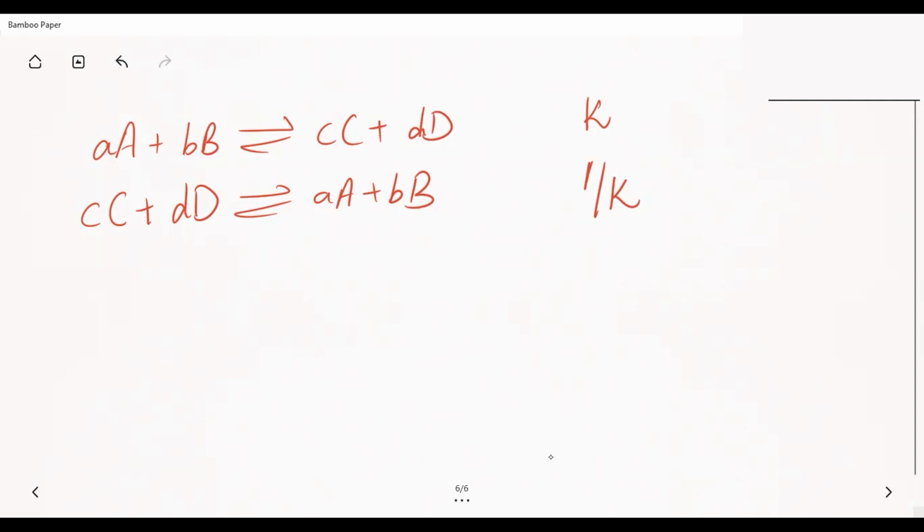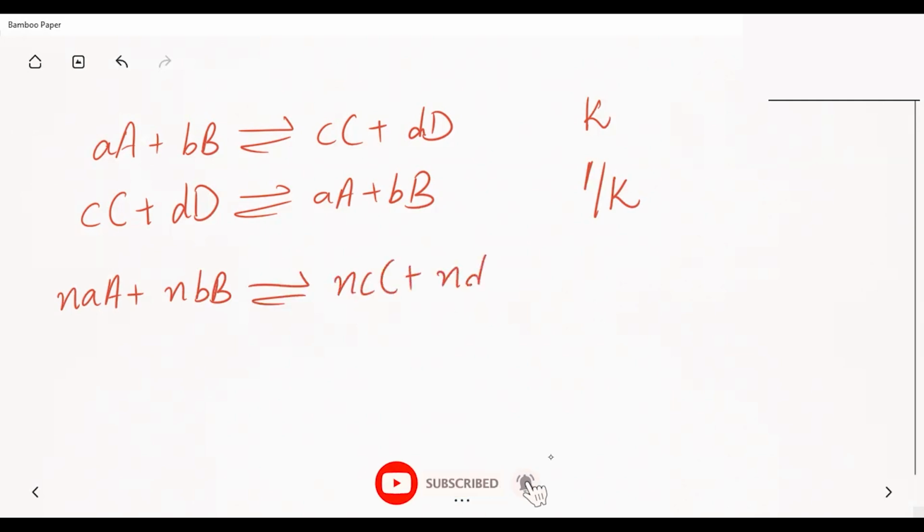Now another thing: we are going to multiply throughout this equation by n. So n moles of aA plus n moles of bB in equilibrium with n moles of cC plus n moles of dD. What will happen to the equilibrium constant K? It will become K raised to n. Very important. While doing problems, you have to use these things.